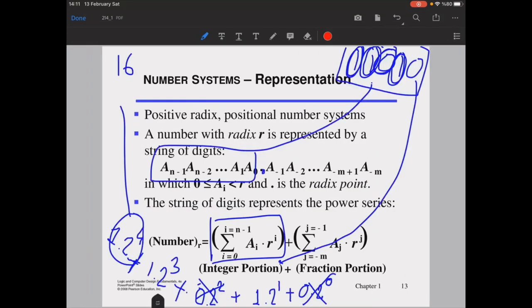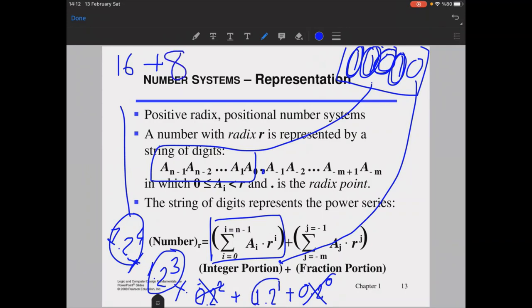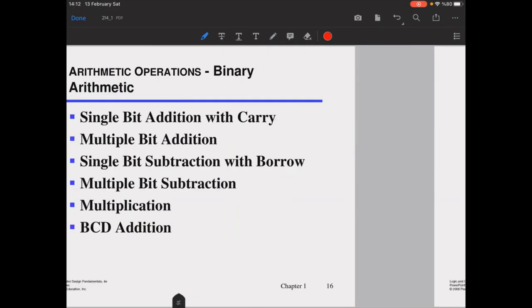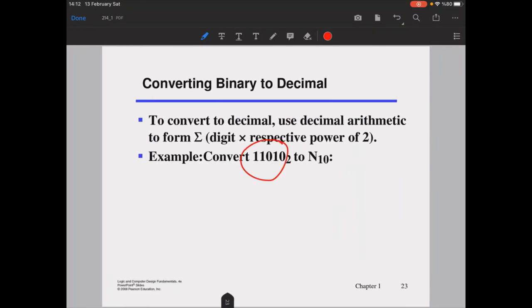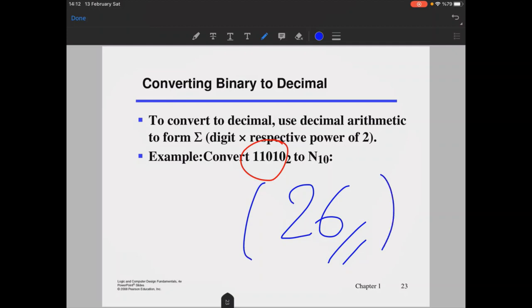That's the idea. So what you have here is 16 plus, and this one is your 8. And this one is your 2. So the result is what? 26. Voila. And here you put your 26 as your result, right? 26, of course, in decimal form or base 10, is your answer.